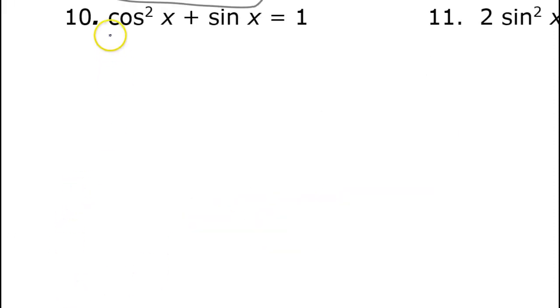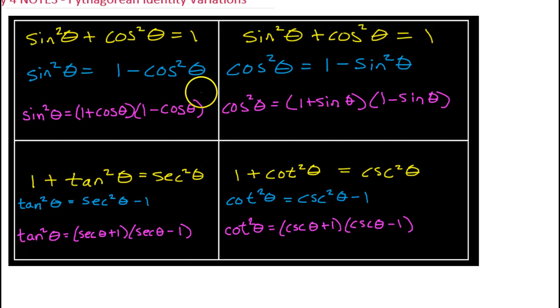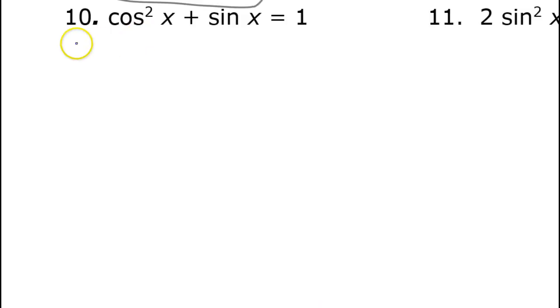I'm less happy about problem number 10 because it has cosine and sine. I need to fix that. I'm going to tackle this cosine squared using my identities. I know that cosine squared is equal to 1 minus sine squared. So I'm going to make that substitution, and this will become 1 minus sine squared x plus sine x is equal to 1.